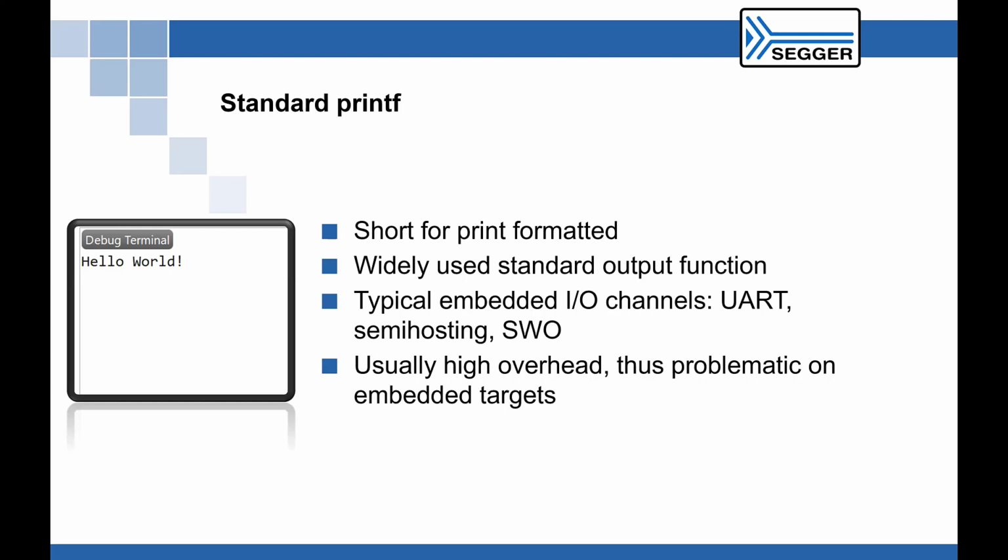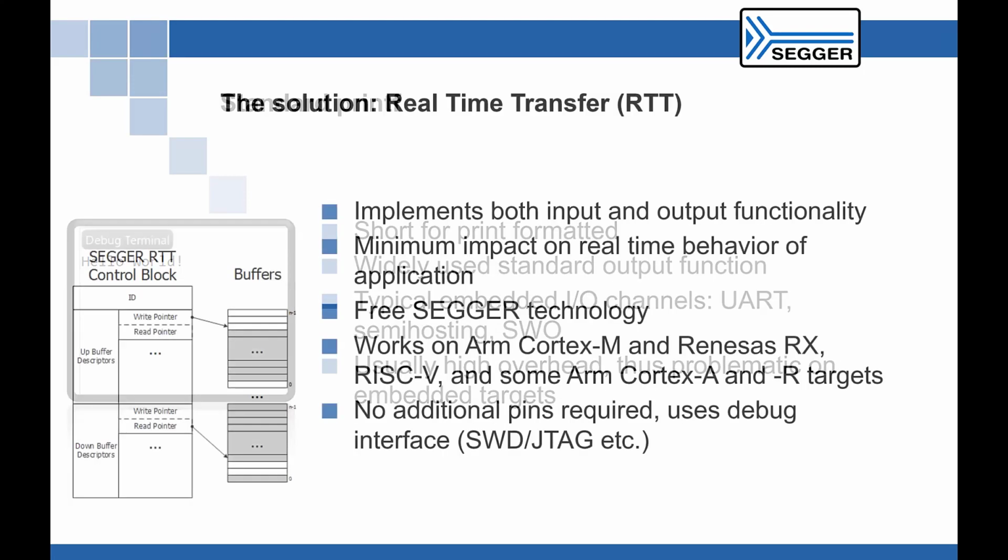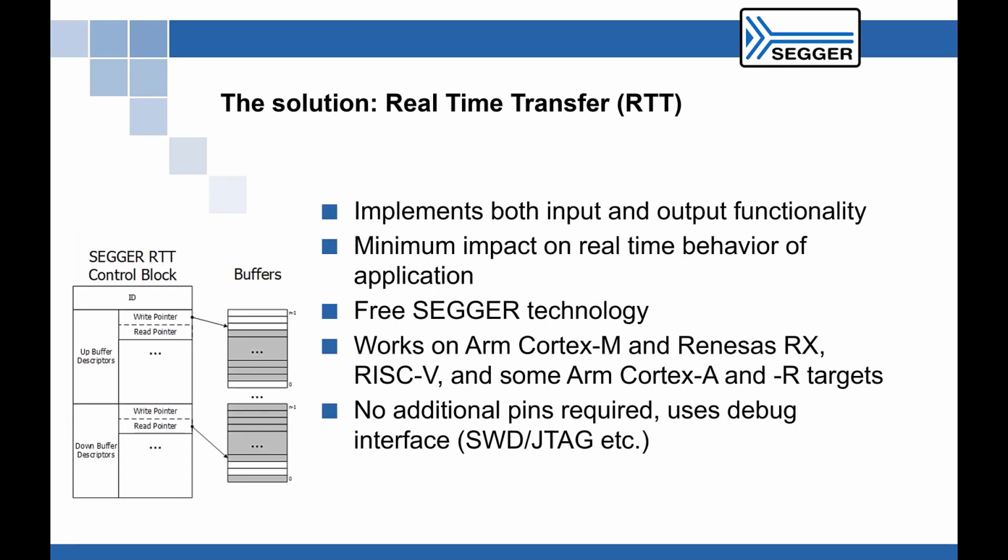But all these three solutions have one big problem in common. It's usually a pretty high overhead, and the time that your application spends exporting this data to the host system is wasted, and this is something that you want to minimize, especially on an embedded target where you have limited resources and speed. And luckily, we at SEGGER have a solution for this. We call it Real-Time Transfer, RTT.